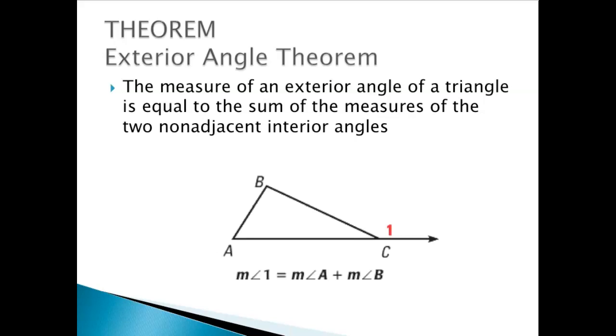So here's a triangle ABC, and we're talking about an exterior angle. We'll call that angle 1. What this is saying is that the measure of angle 1, an exterior angle of a triangle, is equal to the sum of the measures, so we're going to be adding two angles, of the two non-adjacent interior angles. Angle C is adjacent to angle 1. So the two interior angles that are not adjacent to angle 1 are A and B. So the measure of angle 1 is going to equal the measure of angle A plus the measure of angle B.